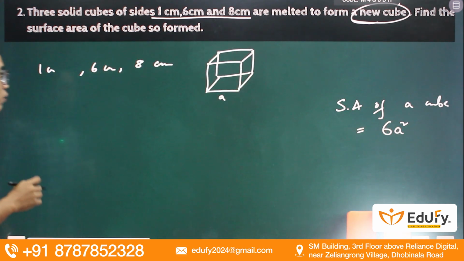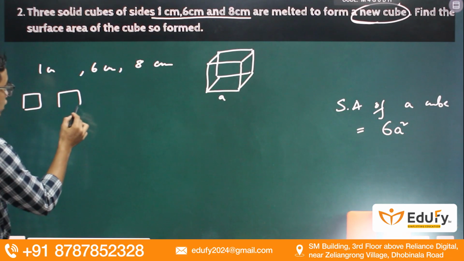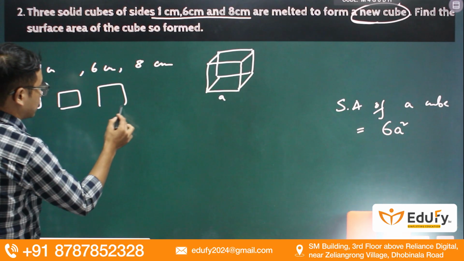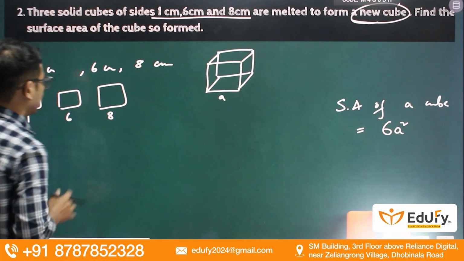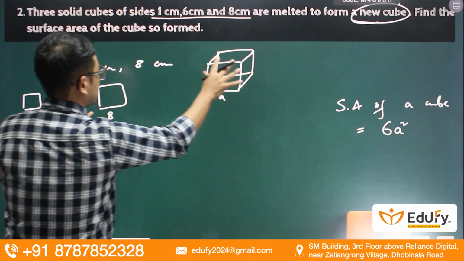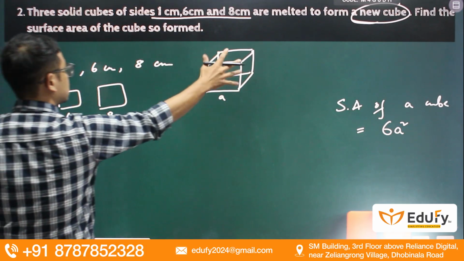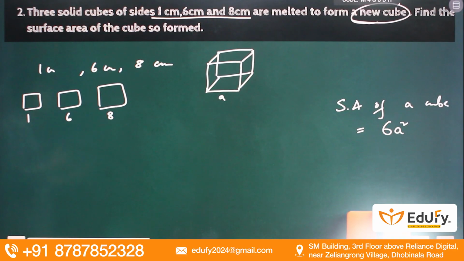Correct? So now these smaller cubes, I'm just making a 2D version of it, just bigger. So let's say this is the 1 centimeter, this is the 6, and this is the 8 centimeter. So I'm going to melt these together and try to form a new cube, right? Since I'm forming this new cube from these 3 after we melted them, there should be some similarity between those two.